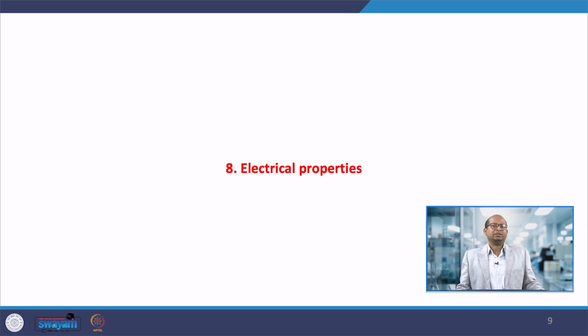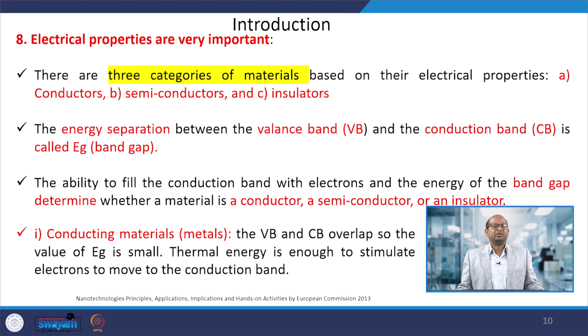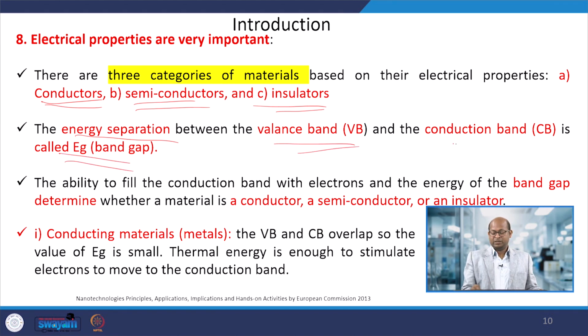And the next one is the electrical property, which is also a very important property. Whenever we prepare materials, this is one of the basic things. Whether the material is a conductor, semiconductor or insulator, depending upon the band gap, we can characterize those materials. There is an energy separation called Eg. Valence band and conduction band are the things we need to know when we know about a particular material.